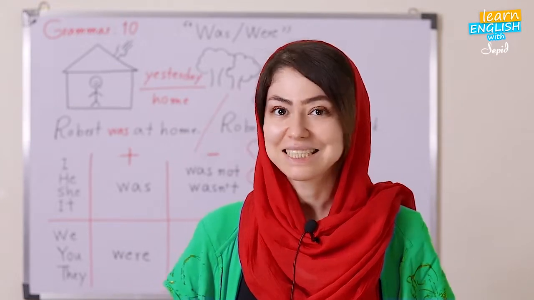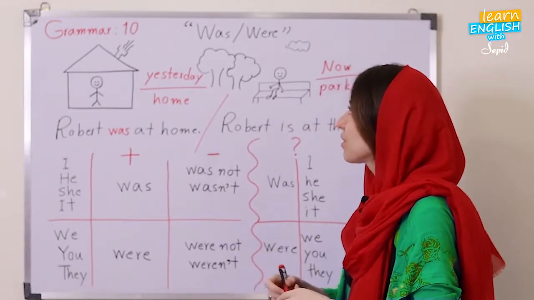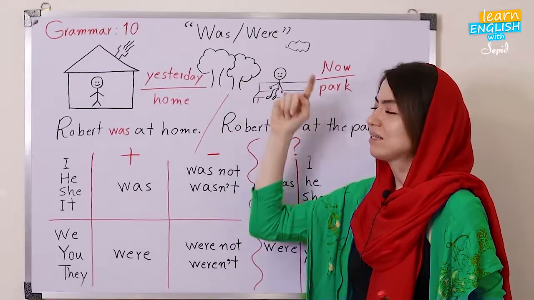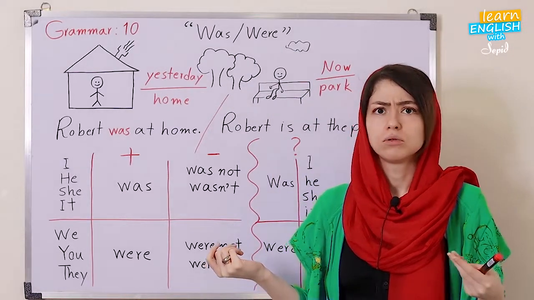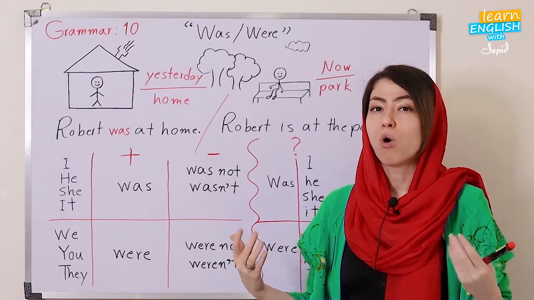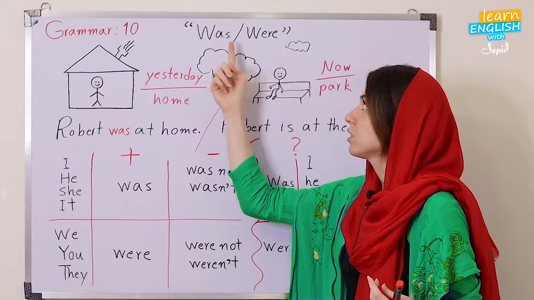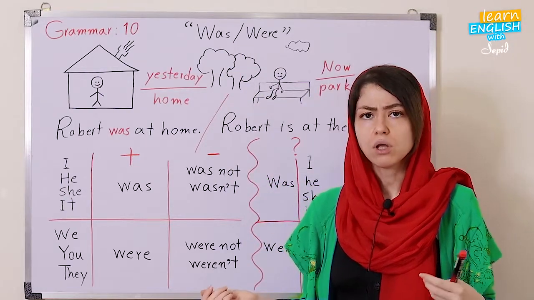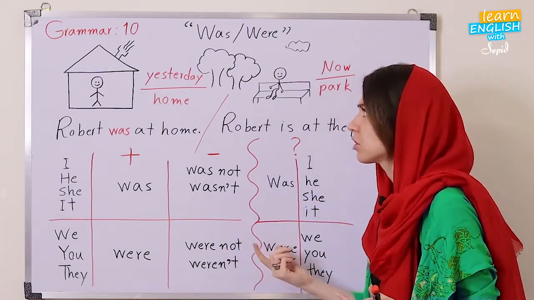Let's get started. Today we're going to work on was and were. But what are these? What are the base forms of these, was and were? Let's go to the grammar in order to see.